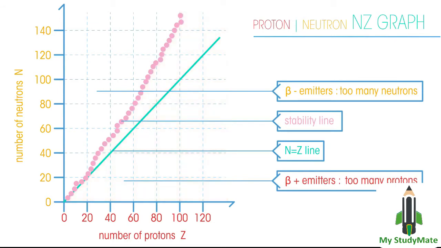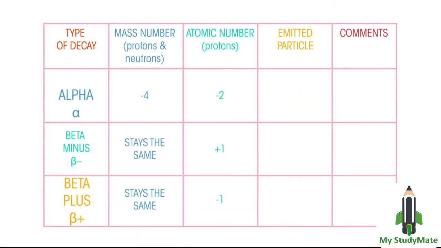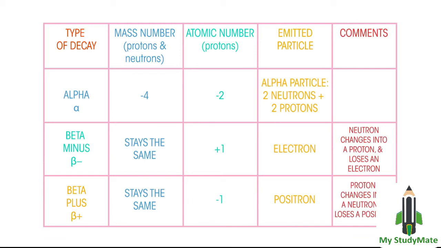In this video, we have learnt that unstable nuclei either have too many protons or too many neutrons, which upsets the strong nuclear forces holding the atom together. Unstable nuclei try to balance themselves by giving off the excess proton or neutron either through alpha, beta minus or beta plus decay.